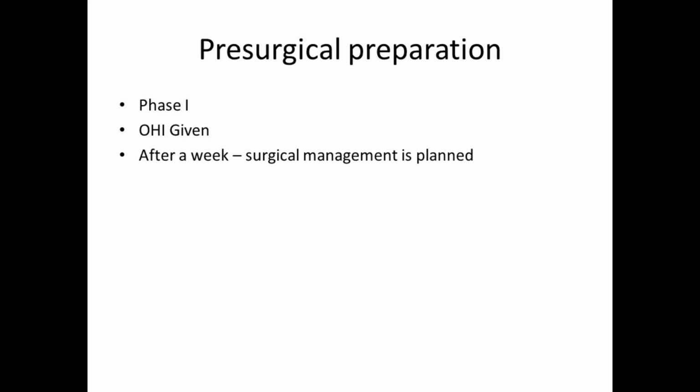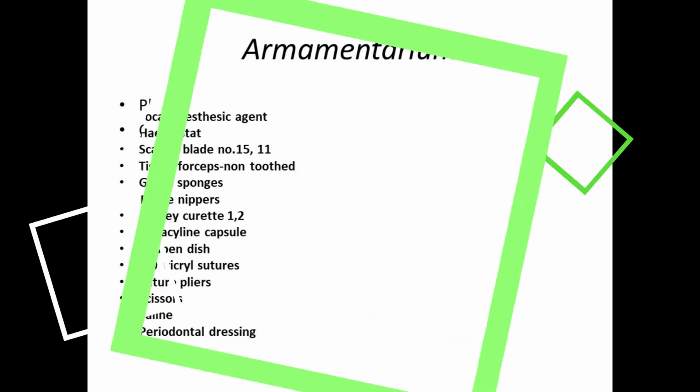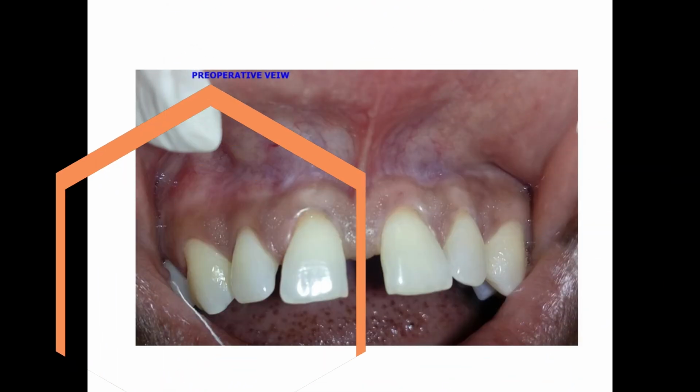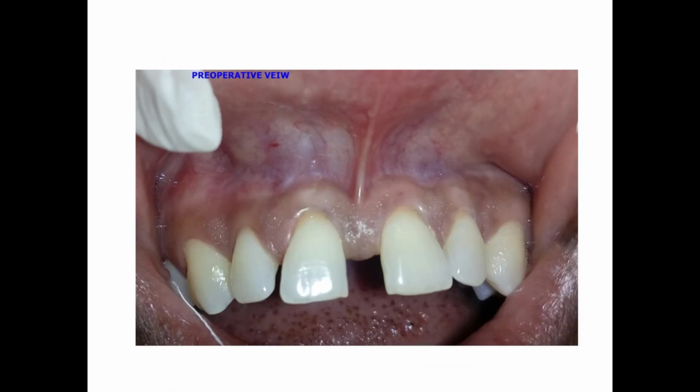So the pre-surgical preparation was done with the phase 1 therapy followed by oral hygiene instructions. After a week, the surgical management was planned. These are the armamentarium we used: local anesthetic agent, hemostat, scalpel number 15 and 11, tissue forceps, non-toothed, gauze and sponges, tissue nippers, Gracey curette 1 and 2, tetracycline capsule, Dappen dish, 5-0 Vicryl suture, pliers, scissors, saline, periodontal dressing.